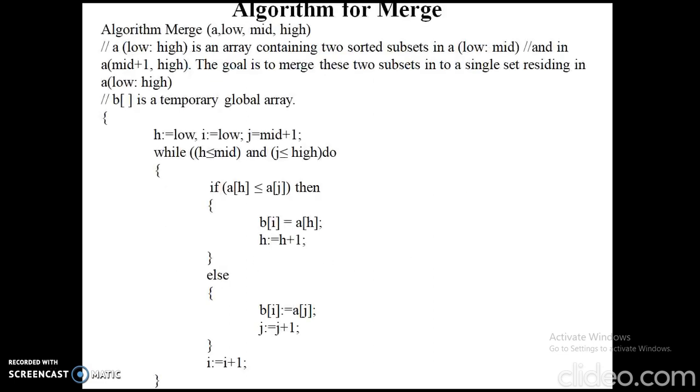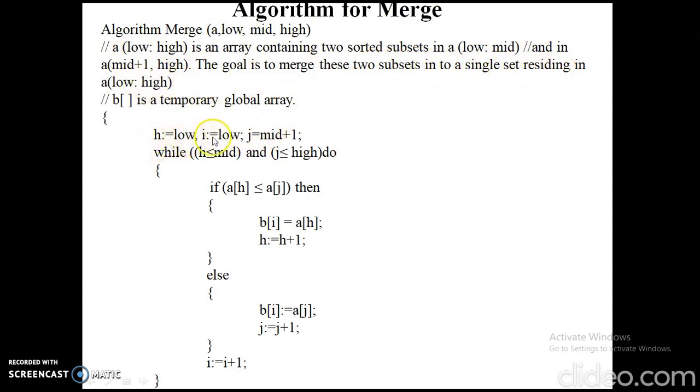Let us see the algorithm for the merge, how it works. A[low, high] is an array containing two sorted subsets, in A[low to mid] and in A[mid+1 to high]. The goal here is to merge these two subsets into a single set residing in low, high. B is a temporary array.